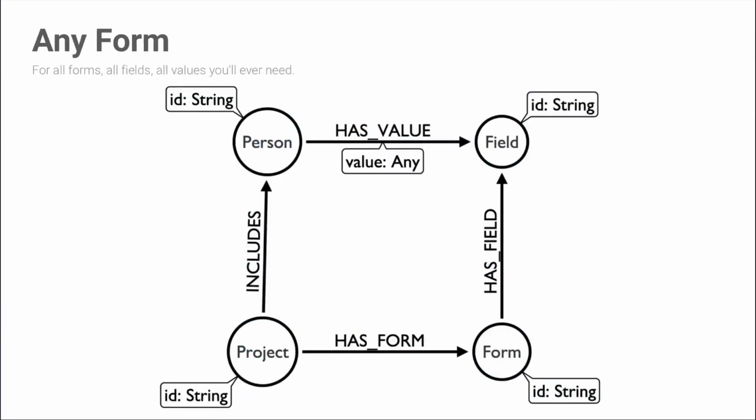So, for example, if you wanted to model any form that anyone will ever fill out, you can model it this way. You have these projects, they have forms. The forms have fields. The forms can have any number of fields. The projects can have any number of forms. And then these people have filled out these values, and the values can be of any type. They could be an integer, a string, comment, whatever you want. It doesn't really matter. But this is a simple way to model that.